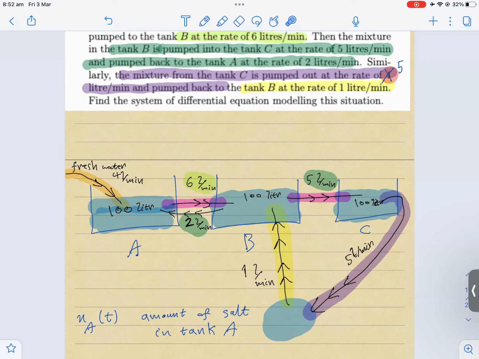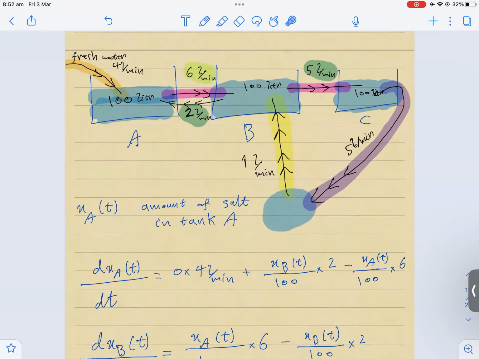So let's have a look at tank B. 1 liter coming inside, 6 liters coming inside, totally 7 liters coming inside. Now, look at the dark green. 5 liters going away, 2 liters going away. So totally 7 liters going out, 7 liters coming inside. So it means the 100 liters will be fixed. So we have an easy job.